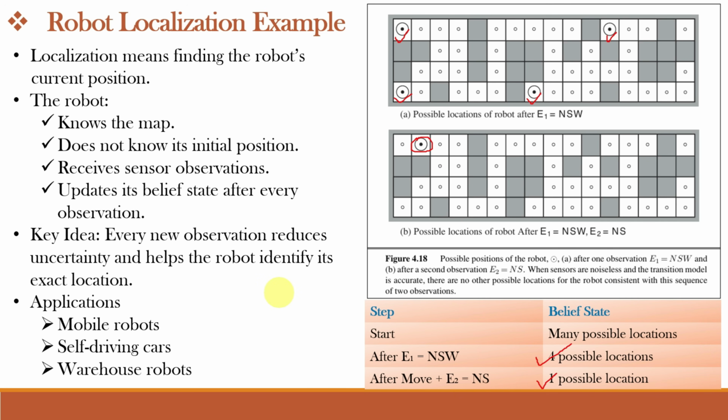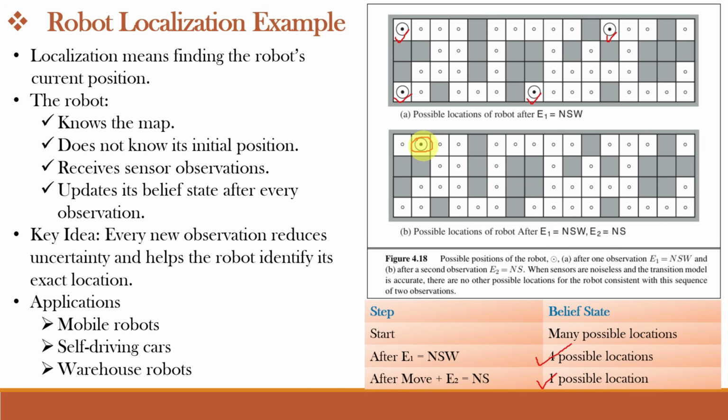For example, suppose your friend is inside a shopping mall. He calls you and says, I am near the food court. Many places are still possible. Okay. After 2 minutes he says, I am also near the escalator. Now only few places are possible. And finally he says, I am standing in front of McDonald's. So now you know his exact location. And this is exactly what the robot is doing.